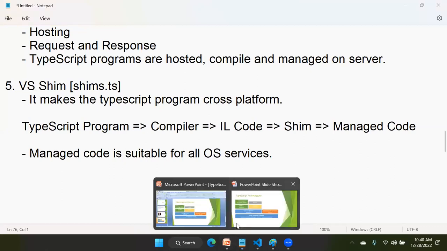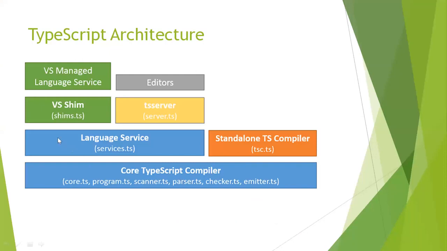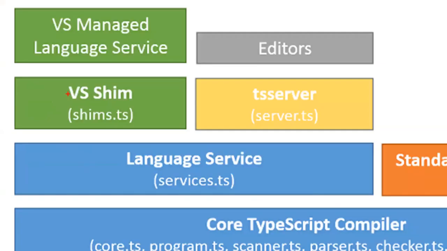You have a shim. This is a shim. And this shim converts that into which code? Managed code. Managed code means you have two language services. One language service is platform dependent. Another language service is platform independent. This shim will translate that into platform independent. VS is nothing but Visual Studio. That belongs to Microsoft, right? You don't need to worry about that VS. Just the shim and that managed code. So this is basically how TypeScript works.